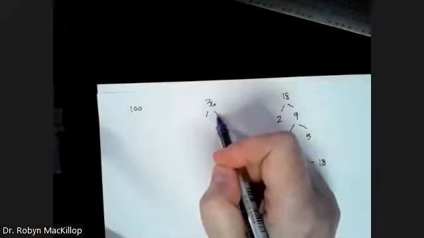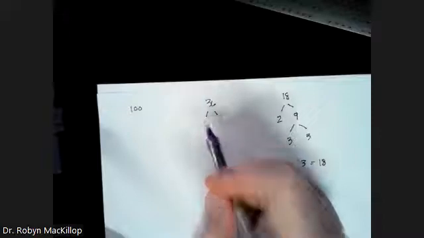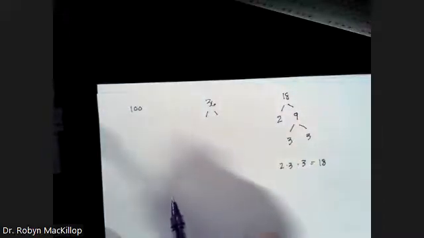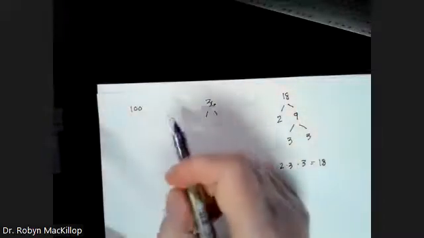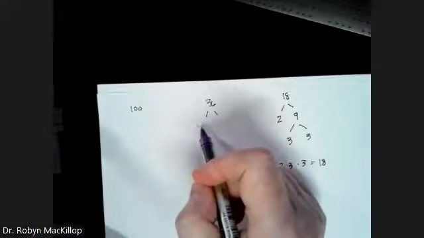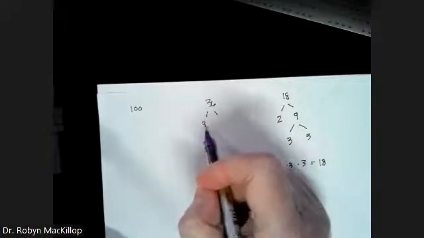All right, let's try 36. Again, let's start with 2. You can also start with 3. Let's start with 3 on this one. So 3 goes into 36 12 times.